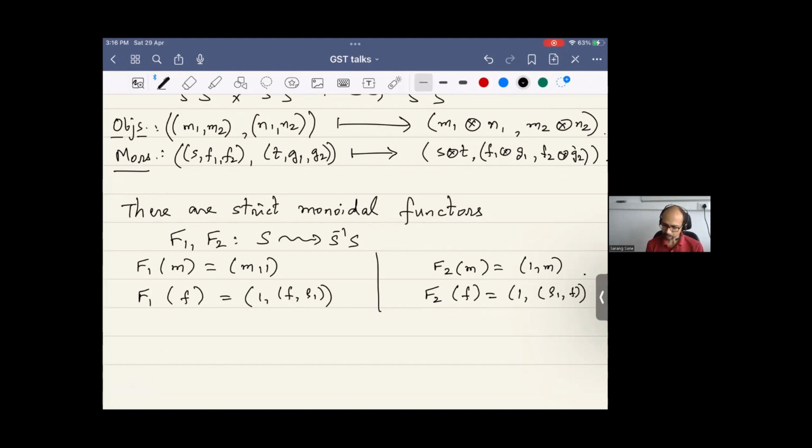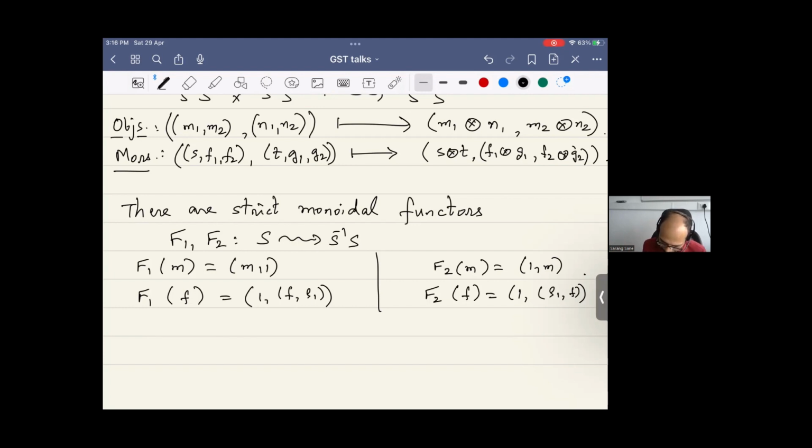Okay. And now there are various functors from S to S inverse S. And this is really the point, that there are many of them, and we are going to use all of them in order to sort of get to the punchline. So I said this very fast last time, so I want to repeat this. So there are strict monoidal functors F1 and F2 from S to S inverse S. So the first one puts this S in the first coordinate and it keeps 1 in the second coordinate. And the second one puts S in the second coordinate, and it keeps 1 in the first coordinate. And then you have to also talk about what happens to maps.